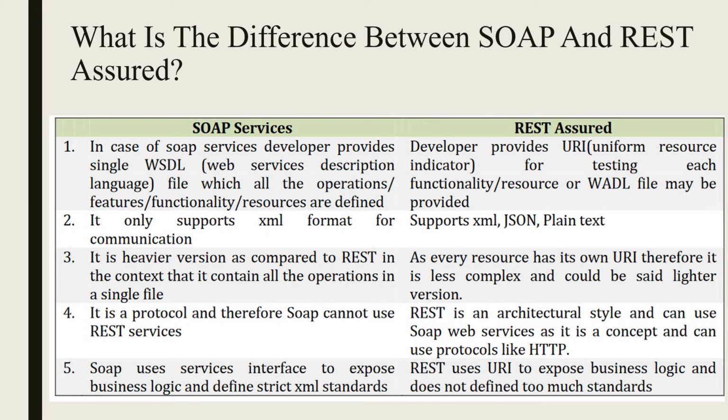So what is the difference between SOAP and REST? In the case of SOAP services, the developer provides a single WSDL, the Web Services Description Language file, in which all operations like features, functionality, and resources are defined. In REST, the developer provides URIs, right? I'm going to explain URI in the next slide. URI is a Uniform Resource Identifier. For testing each functionality, a resource or a WADL file may be provided. It only supports XML format for communication.